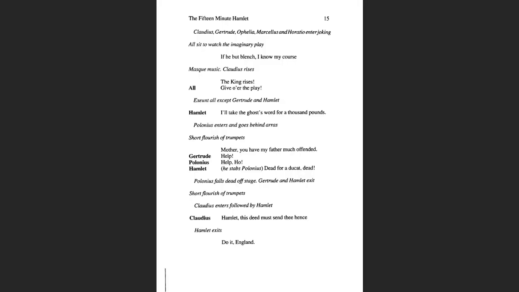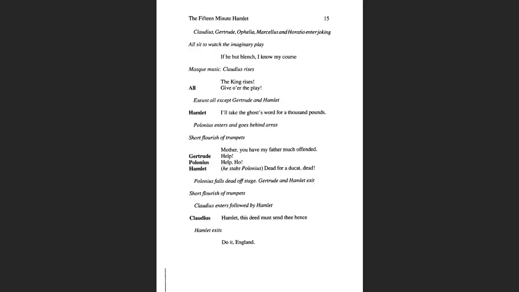Claudius, Gertrude, Ophelia, Marcellus, and Horatio enter joking, all sit to watch the imaginary play. "If he but blench, I know my course." Mask music, Claudius rises. "The king rises! Give over the play!" Exit all except Gertrude and Hamlet. "I'll take the ghost's word for 1,000 pounds." Polonius enters and goes behind the arras. Short flourish of trumpets. "Mother, you have my father most offended. Help! Help! Ho! Dead for a ducat! Dead!" So he stabs Polonius. Short flourish of trumpets. Claudius enters, followed by Hamlet. "Hamlet, this deed must send thee hence. Do it, England."